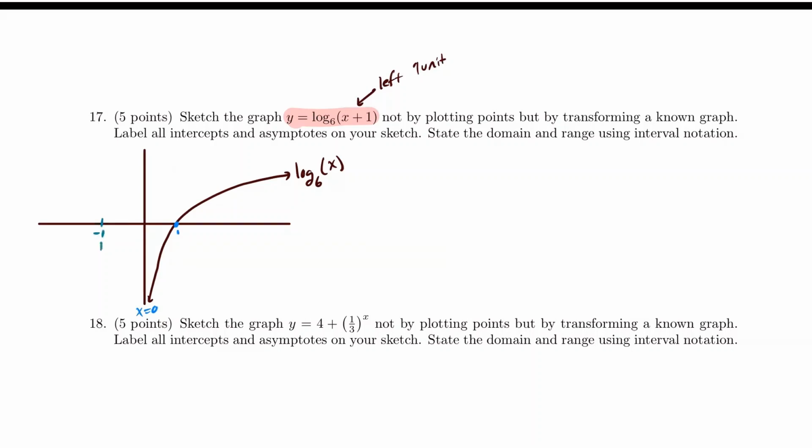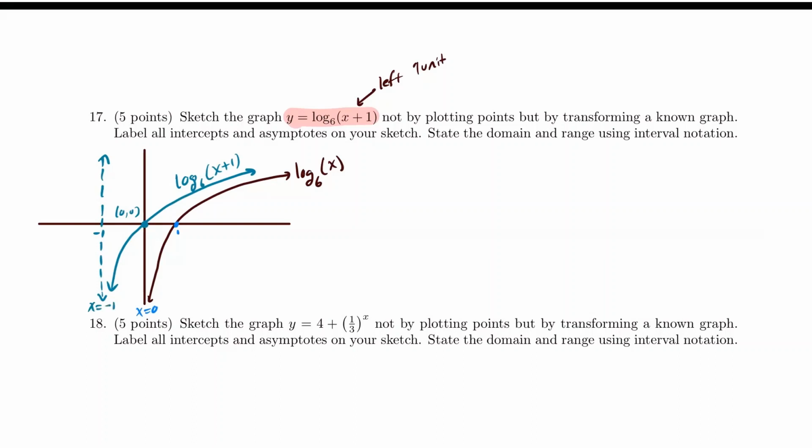Then we'll indicate that by using a dotted line just like this. That's our new asymptote, and the graph will shift 1 unit to the left, so the point 1, 0 now becomes 0, 0. And you just make the same shape, something like this. So that will be the graph of log base 6 of x plus 1. All right, so we got the graph. Now we want to label all intercepts, which we did. The point 0, 0 is the x and the y-intercept, and the asymptote right here is x equals -1.